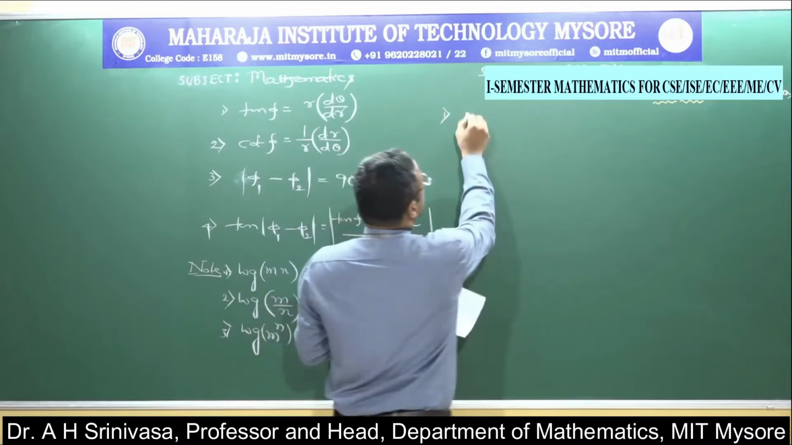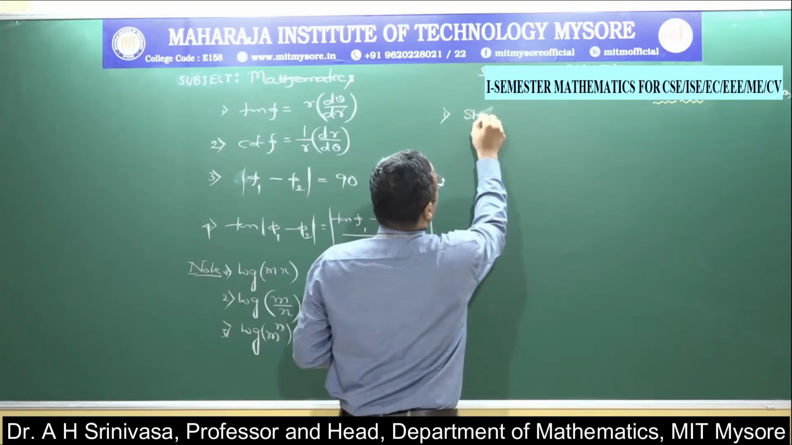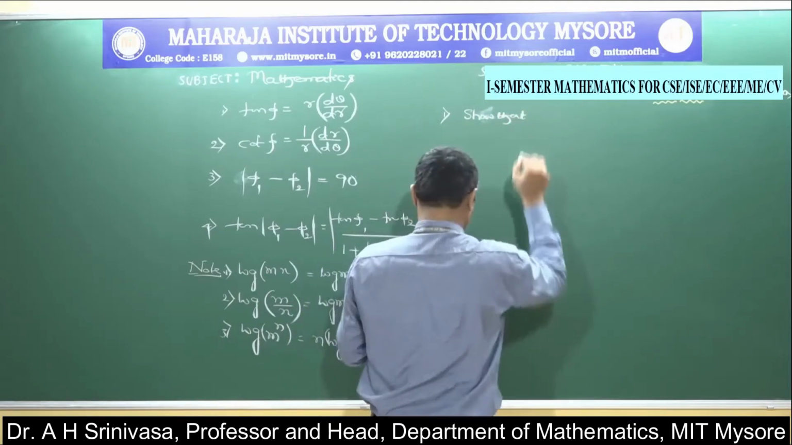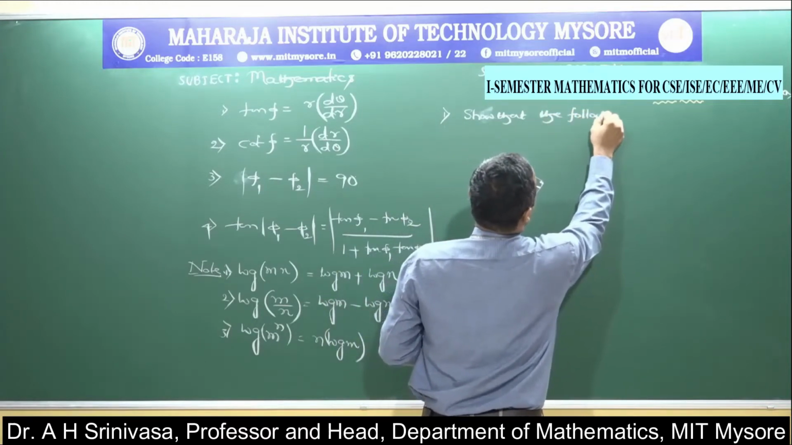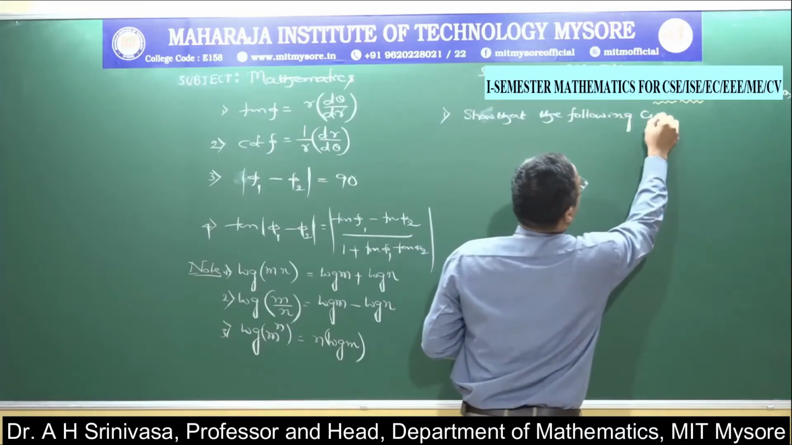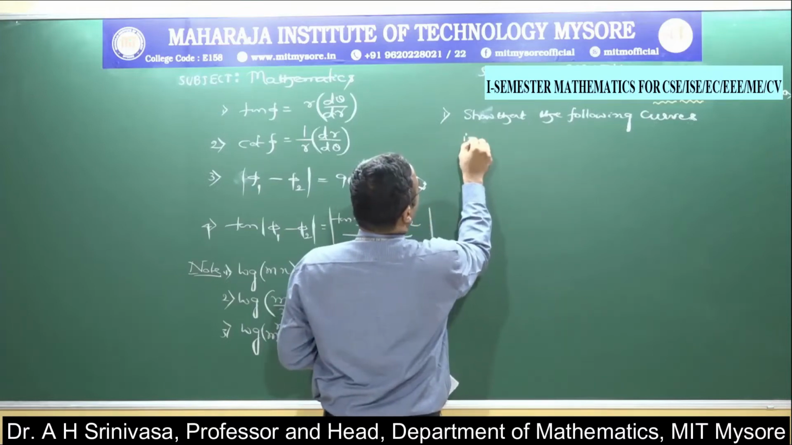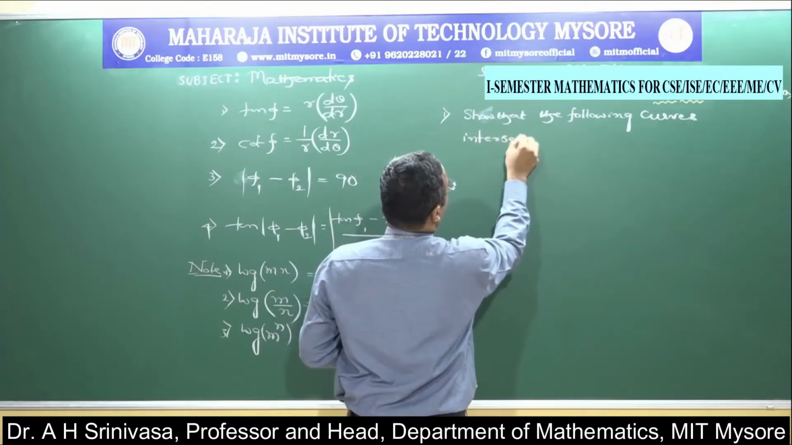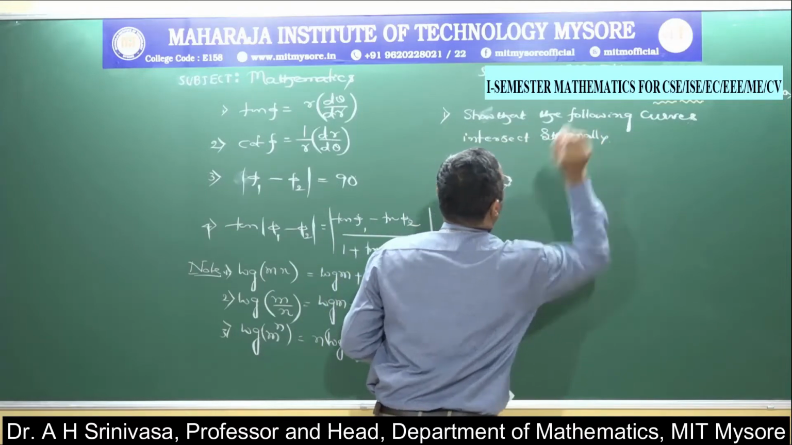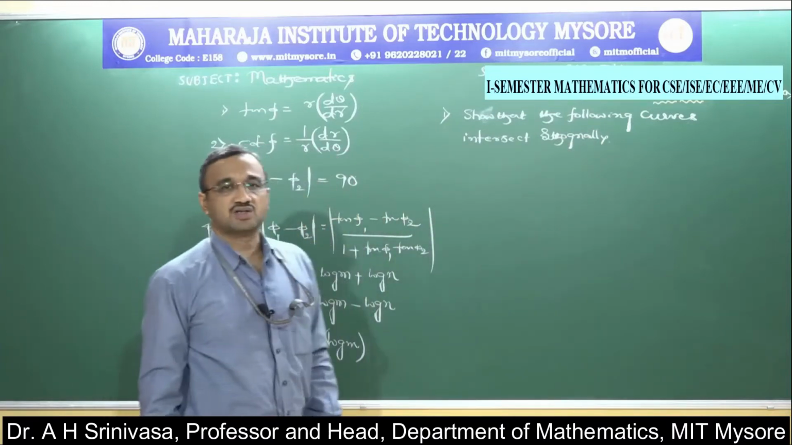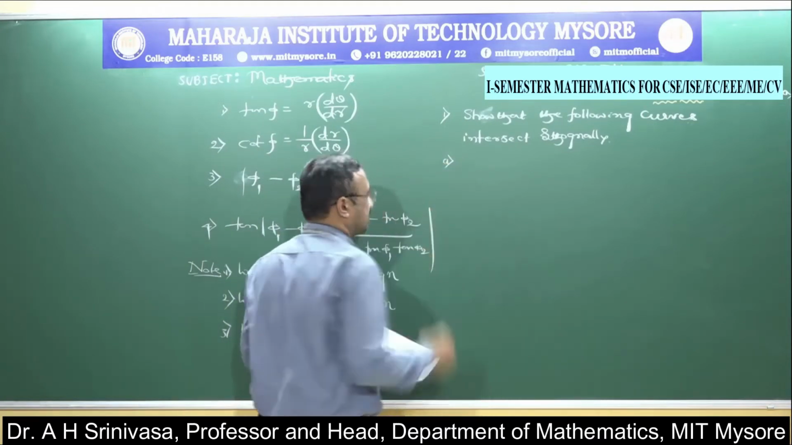Show that. The short form is there now; show that, or simply you can also write: show that the following curves intersect orthogonally. They ask like that. So I am going to take the first problem now.